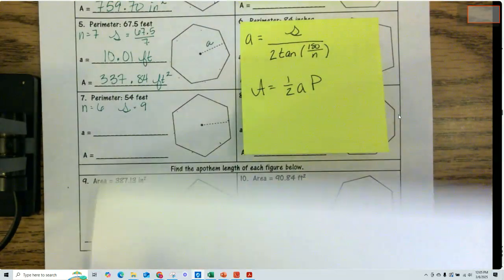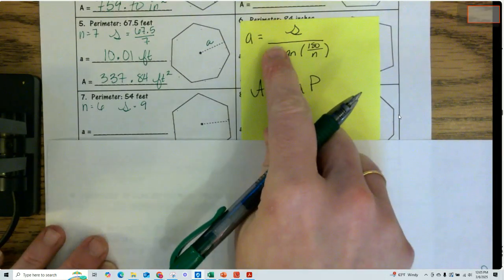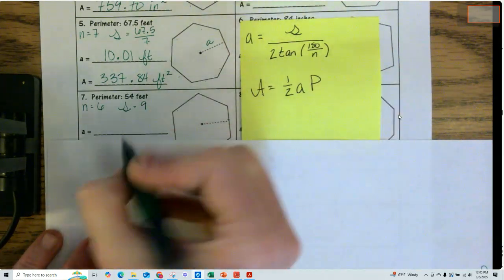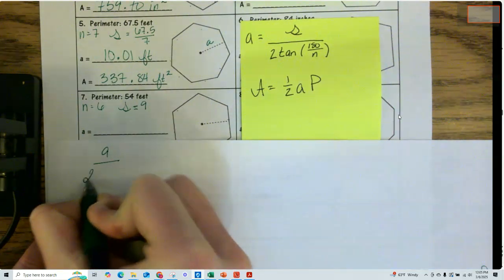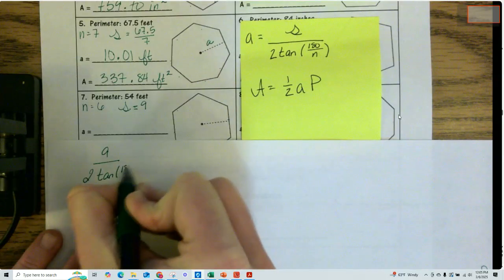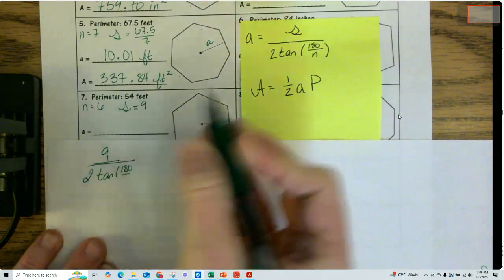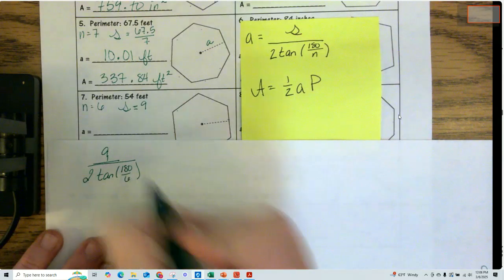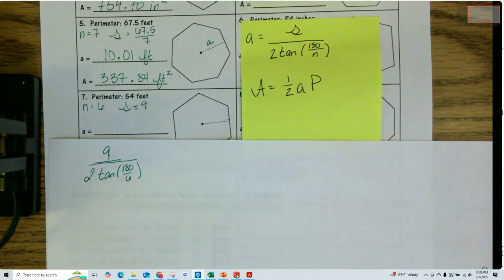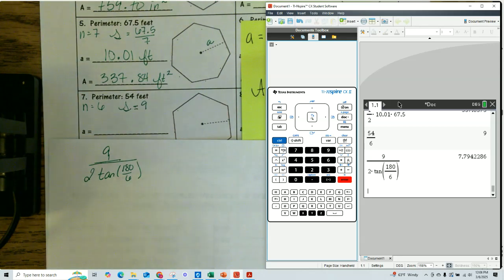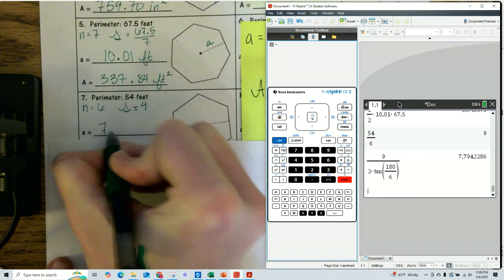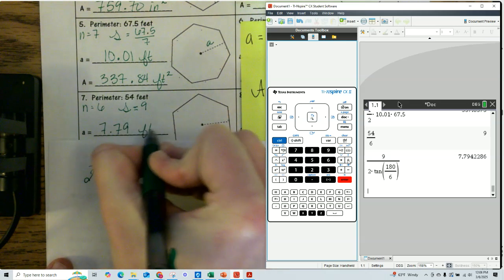All right, to find the apothem, so this top one. Side length goes on top, that's equals 9 over 2 times tan, 180, and then n is 6. All right, 9 and then 2 times tangent times 180 over 6. And if we round it, it stays 7.79. And that's going to be feet.